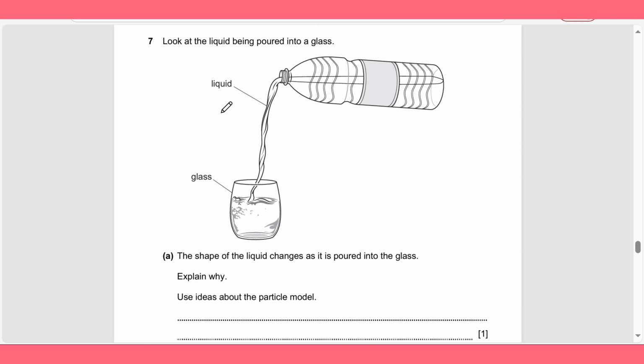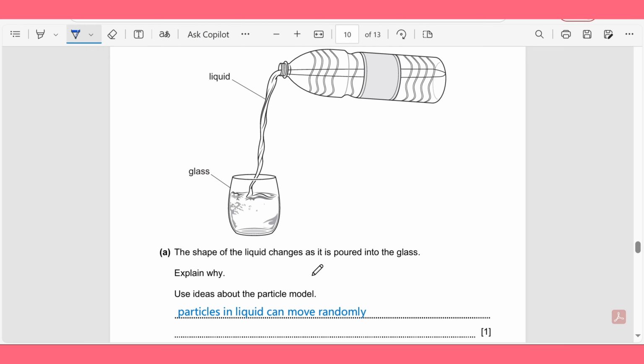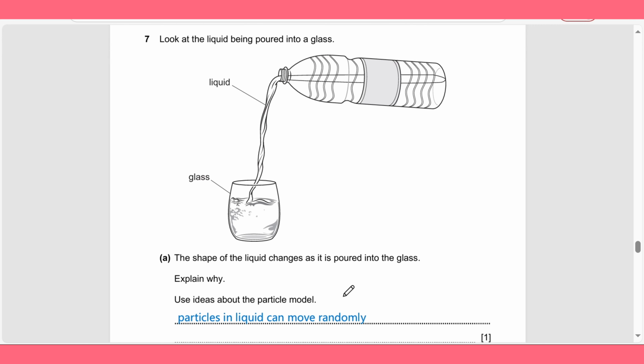Okay guys, now look at the liquid being poured into the glass here, and the shape of the liquid changes as it is poured into the glass. Explain why. Use ideas about the particle model. Okay guys, let's check out the answer. Guys, particles in liquid can move randomly. That's one of the possible answers. If you have any other answer, please write down in the comment section.